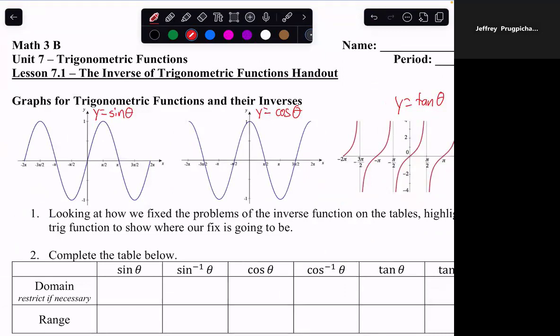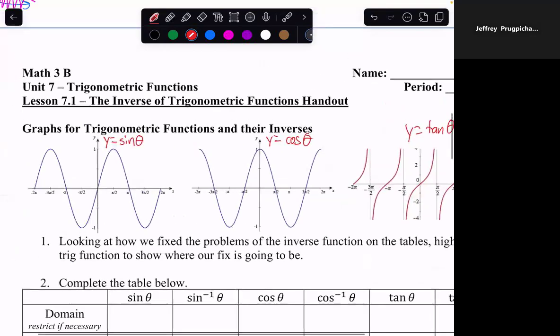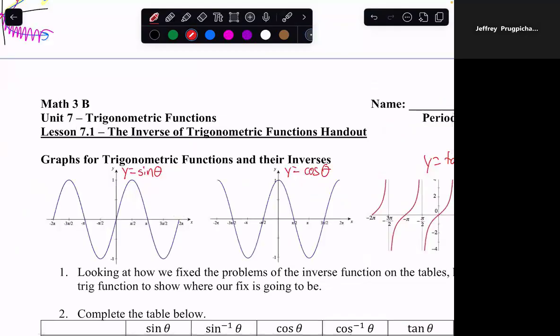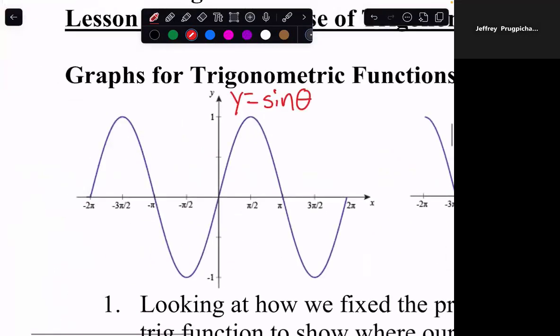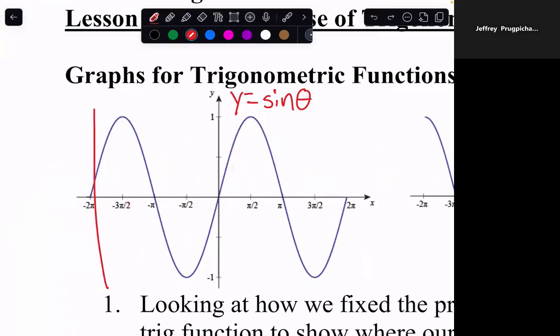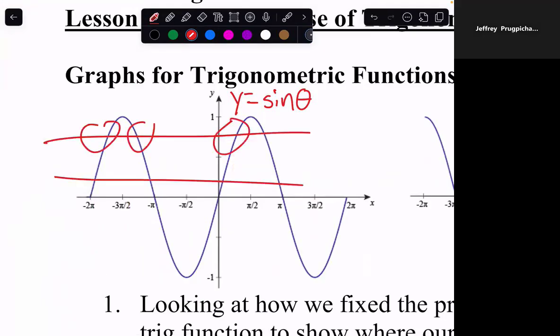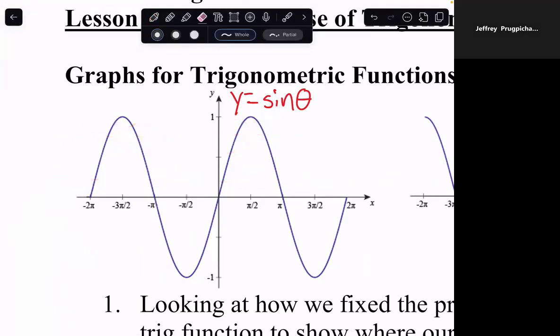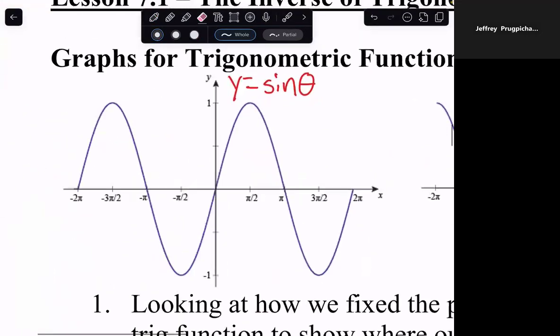Okay, so we need to restrict the domain so that the remaining portion is one-to-one, meaning it passes both the vertical and horizontal line tests. Right now, the sine function passes the vertical line test, but it spectacularly fails the horizontal line test. A single horizontal line would cross it infinite times. Okay, so how do we do this?